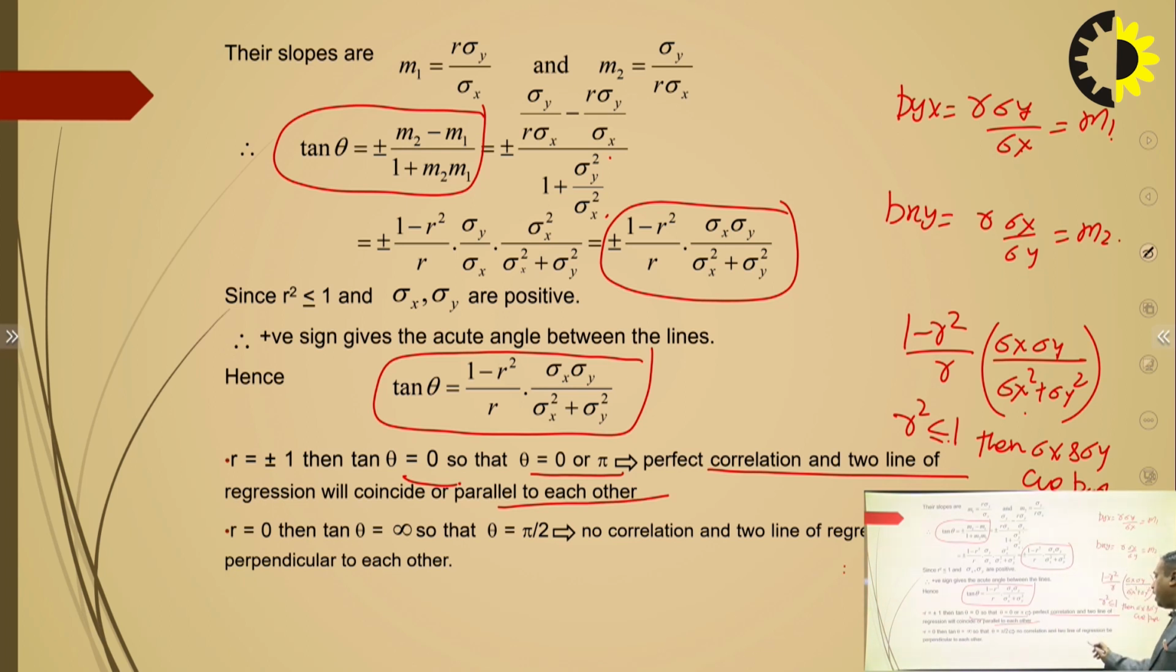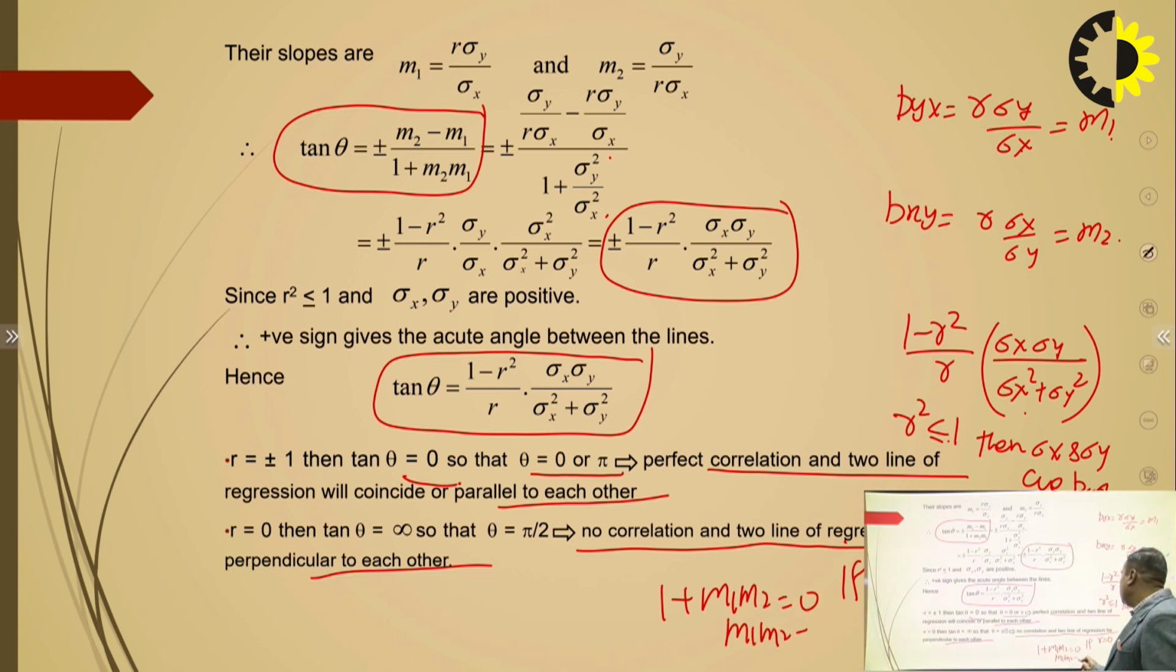If we take r is equal to 0, there is no relation. That means tan theta is infinite, and theta is equal to pi by 2. So with no correlation, the two regression lines are perpendicular to each other. That means 1 plus m1 m2 is equal to 0, that means m1 m2 is equal to minus 1, and theta becomes pi by 2 for perpendicular lines.